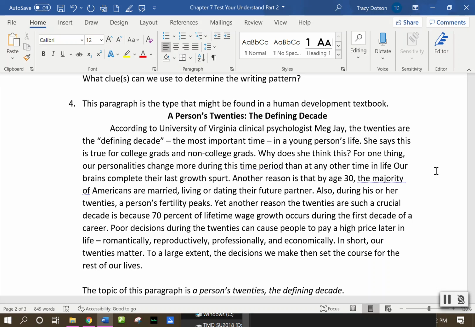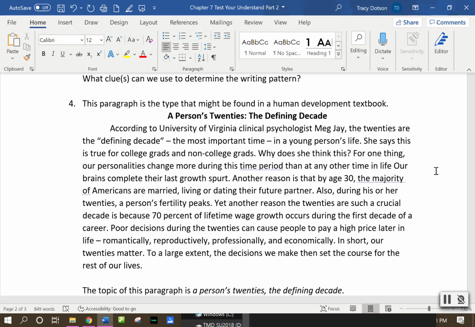For one reason, our personalities change more during this time period than at any other time in life. Our brains complete their last growth spurt. Another reason is that by age 30, the majority of Americans are married, living with, or dating their future partner. Also, during his or her 20s, a person's fertility peaks. Yet another reason the 20s are such a crucial decade is because 70% of lifetime wage growth occurs during the first decade of a career.